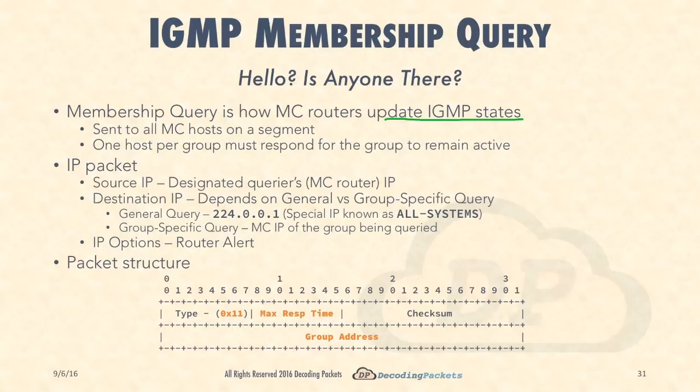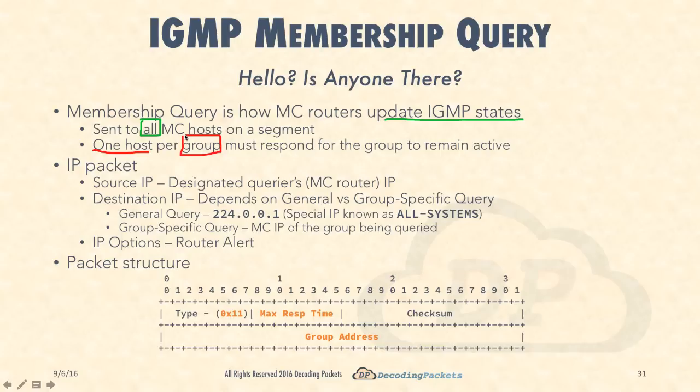Now this is sent to all the multicast hosts on the segment. All multicast hosts must receive this message, and all of them must also process it. So it is sent from the router and sent down to all of the multicast hosts. Now, once the host receives this message, the idea here is that one host per group.